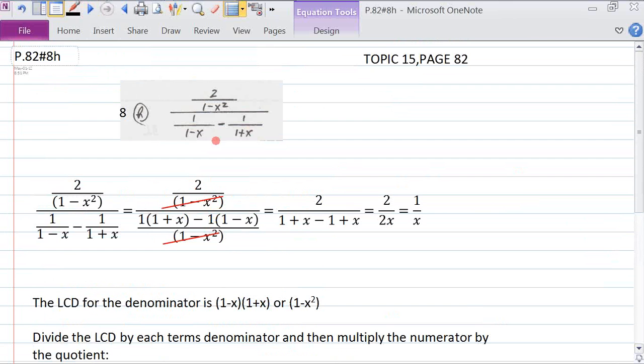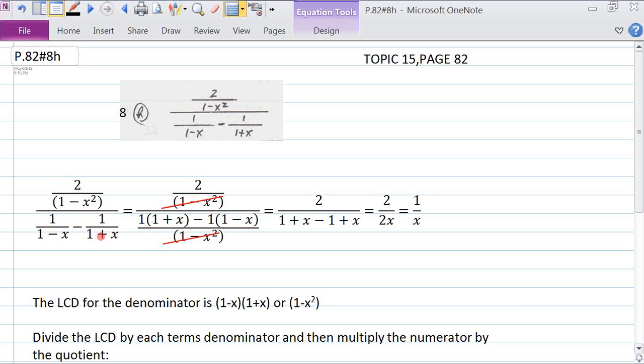Okay, 8h. Now, here, if we look at this numerator, there's really nothing to do, so we leave it pretty much the same. I'm going to leave it the same. I'm just going to write it again over here.